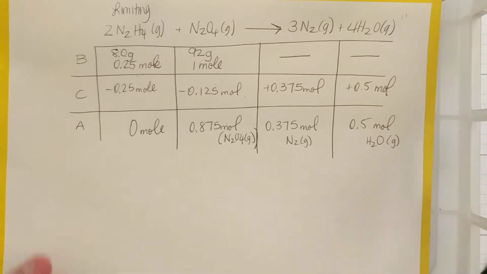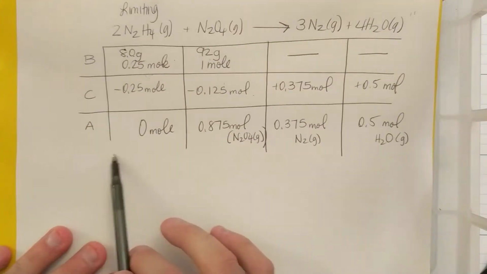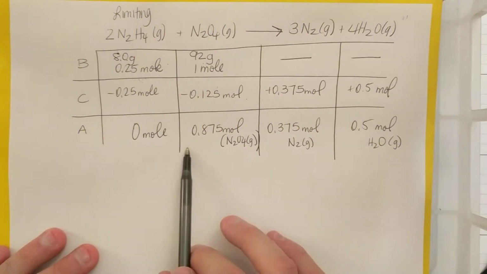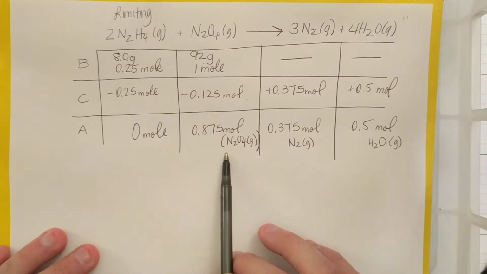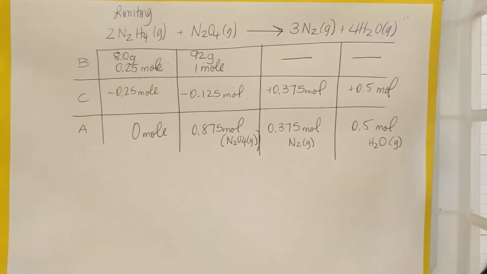and pressure. At the end of the BCA table, after the reaction, there are 0 moles of N2H4 in my reaction vessel, 0.875 moles of N2O4, 0.375 moles of N2, and 0.5 moles of H2O.